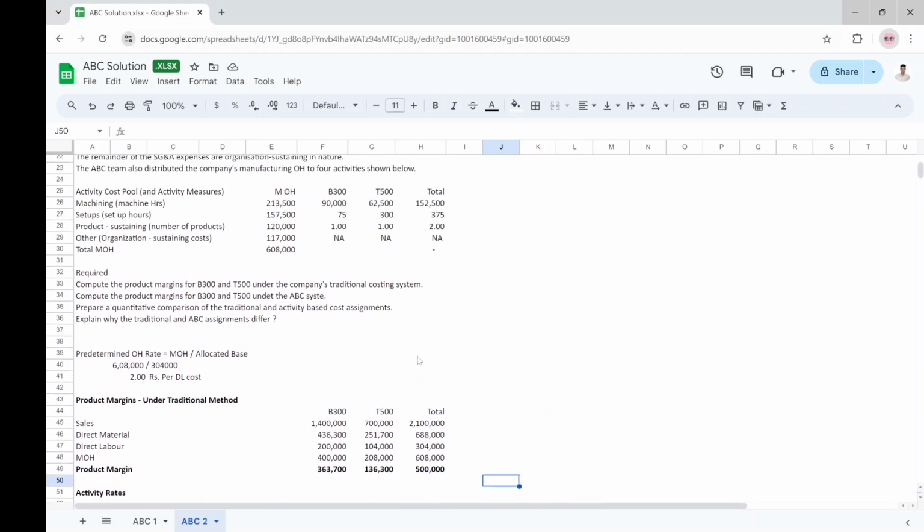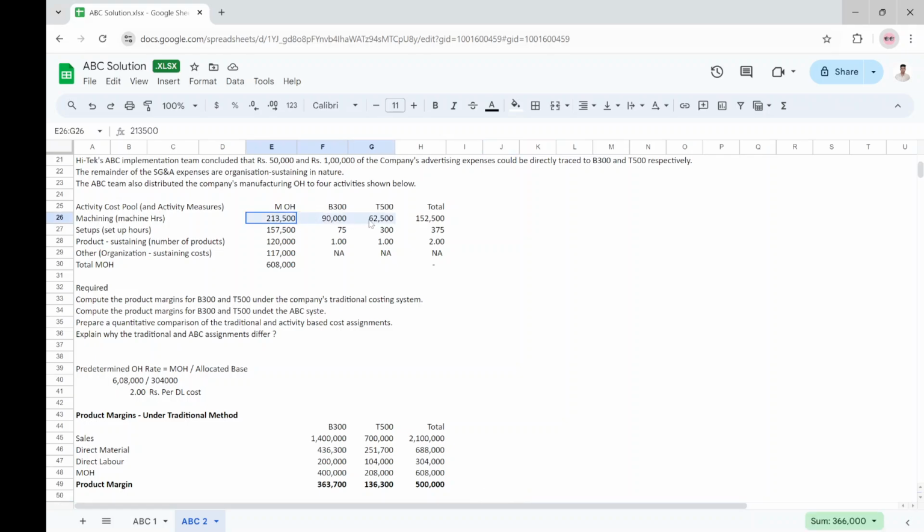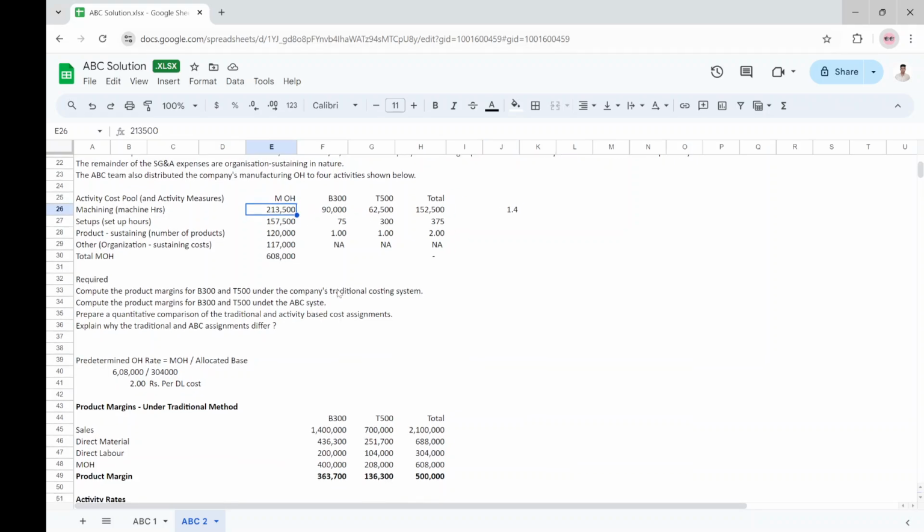And now activity based, we have this value, right? So for 213,500, we can only allocate 152,500. So what will be the rate? 213 by 1.4. So for the 152,500 which we can trace, the total invoice is 2,13,500. Now for B300, 90,000 we can trace. So how much will actually be effective in the 213,500? We will do this 90,000 into 1.4. Do we get this?